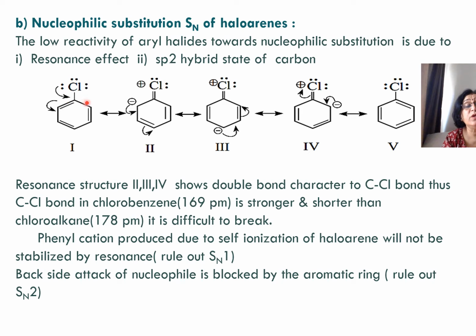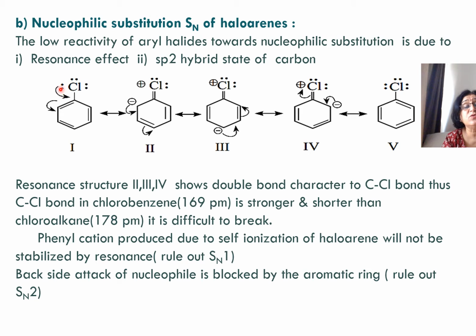So because of the high electronegativity of chlorine, there is a minus I effect existing here. So the electrons are pulled towards chlorine. But then because chlorine is attached to the aromatic ring, there is plus R effect. So these lone pair electrons are moving towards the ring. So there is a conjugation between these lone pairs and the pi electrons.